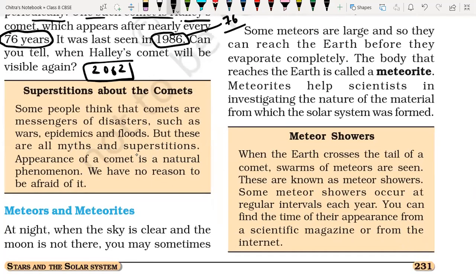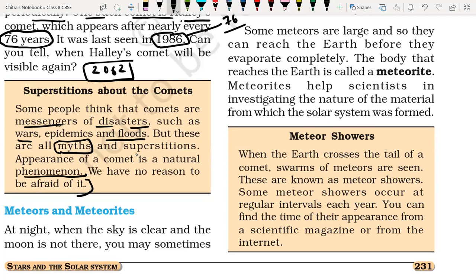So here we have some important points for the comet. Some people think that comets are messengers of disaster, such as war, epidemics, floods, etc. But these are all myths and superstitions. The appearance of the comet is a natural phenomenon, and it appears after every 76 years. We have no reason to be afraid of it. So just don't believe in such myths.